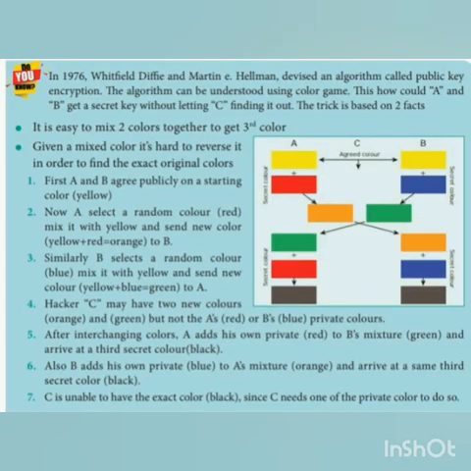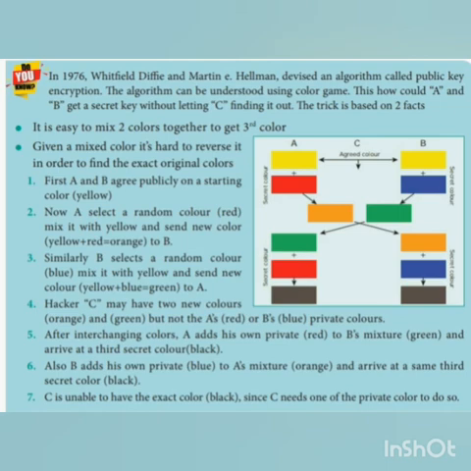A simple example is given in our book for a clear understanding of the concept of asymmetric key encryption. Let us see it now. In 1976, Whitfield Diffie and Martin E. Hellman devised an algorithm called public key encryption. The algorithm can be understood using a color game. This is how A and B could get a secret key without letting C find it out. The trick is based on two facts.